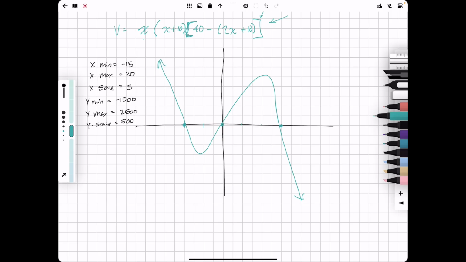Something like that, right? Your calculator will spit out a much prettier graph than mine will, but it works, right?